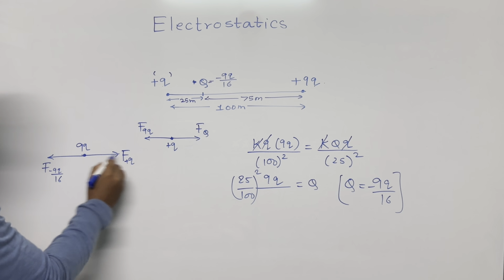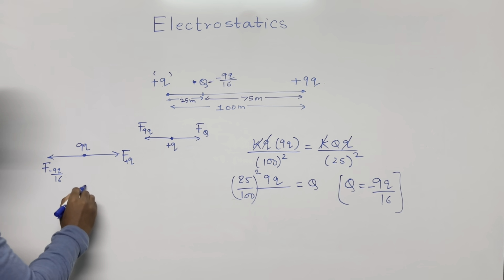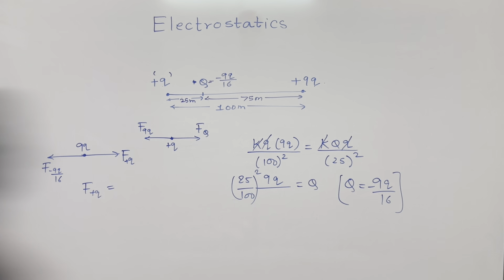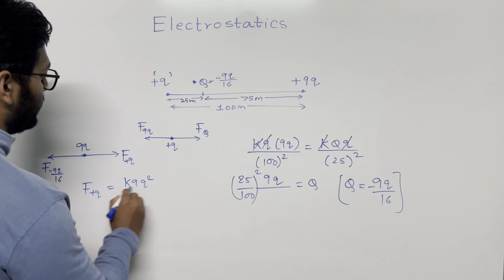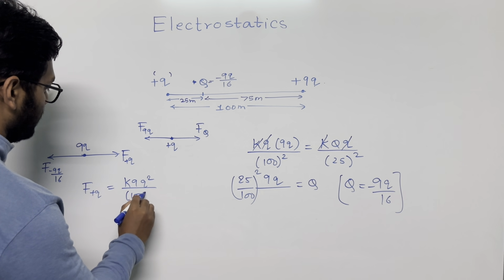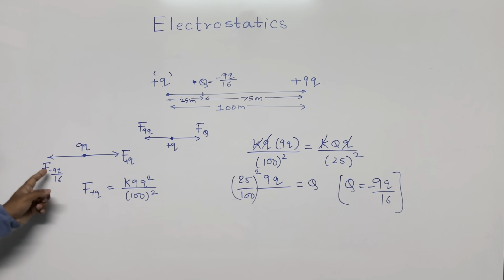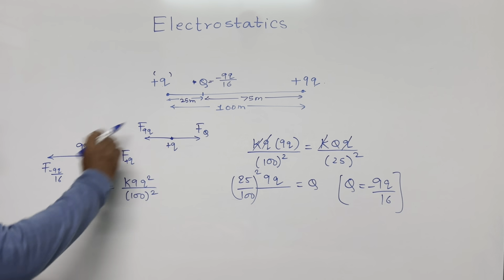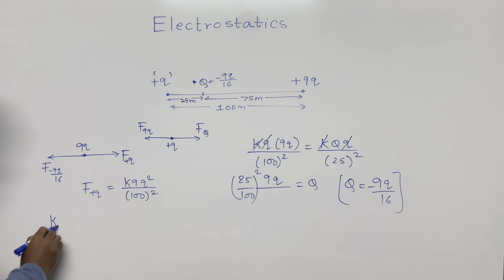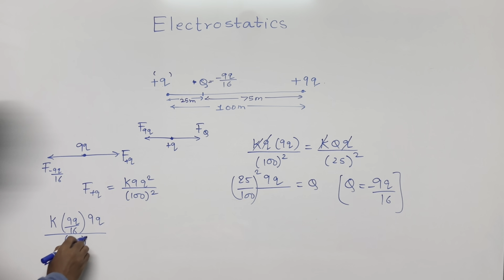So now these two forces have to be equal. So let's say what is F plus Q? F plus Q is equal to K 9q square upon 100 square, right? This is F plus Q. Now F minus 9q by 16 has to be equal to this value, right? Then and only then 9q will be in equilibrium. So let's find out the force by 9q by 16 on this. So it is K 9q by 16 into 9q divided by 75 whole square, right?